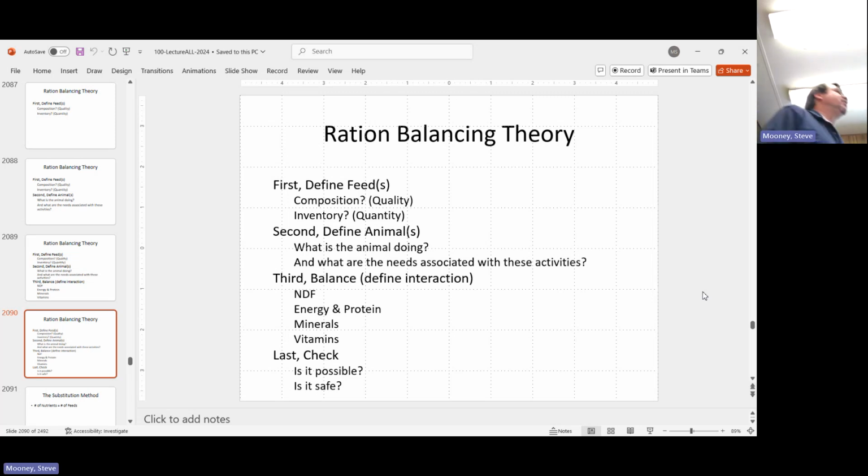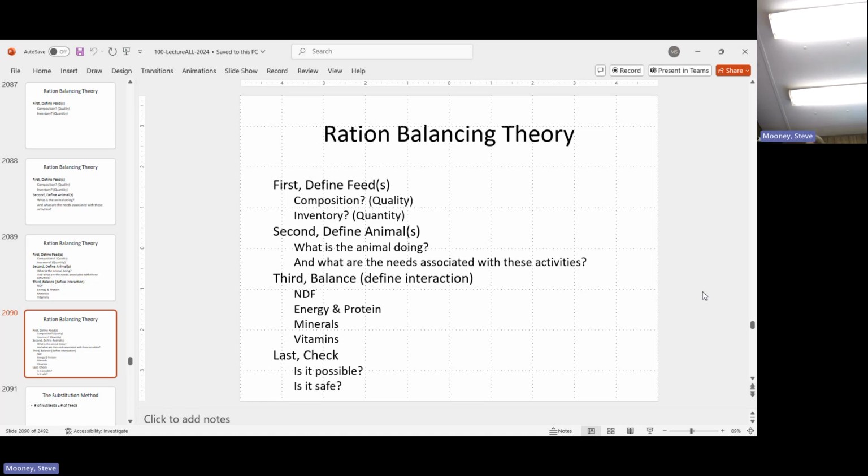The last thing you do is you take a step back from your ration balancing and you ask, is this ration possible? You may balance it out and say, we're feeding more corn silage than we got. I can't feed that much. I don't have hay that's going to fit. The inventories aren't going to work. Or I can't buy that ingredient anywhere close. So is it physically possible? Can we do what we need to?